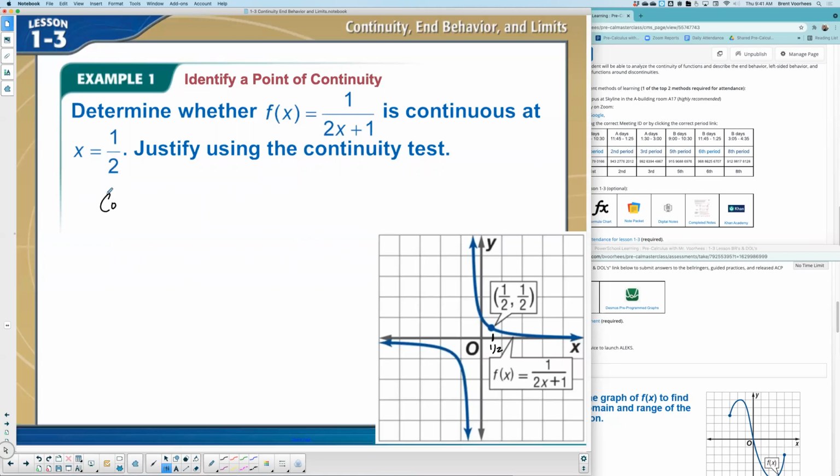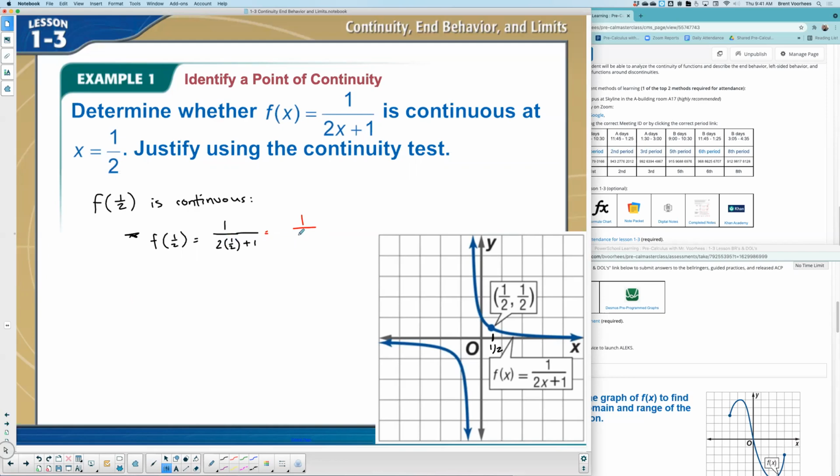I should say f of x is continuous. Let's say f of 1/2 is continuous. Now, how do I know it is? How would you justify it? Here's the proof. Number one, you could say, what is f of 1/2? F of 1/2 equals, if I plug in a 1/2, and let's do a little mental math here. I have 1 over, what's 2 times?